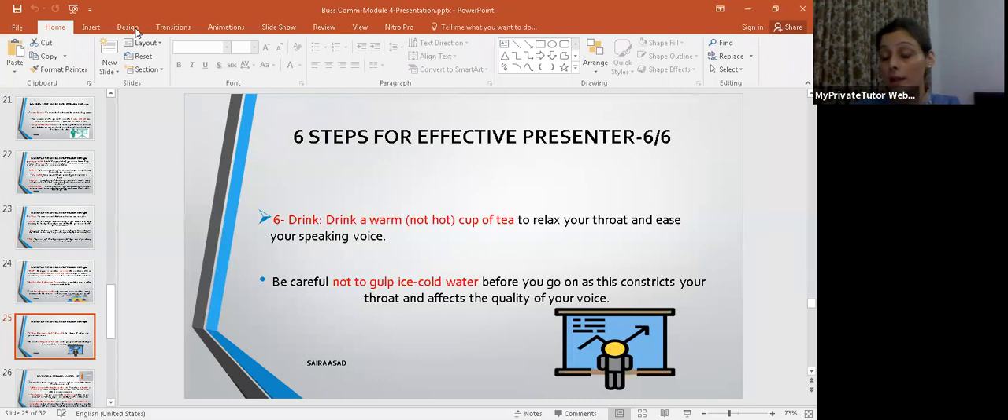Then drink. This is a very important point. If you're feeling thirsty, or want to avoid any thirst during the meeting and keep your throat wet, always go for lukewarm water or room temperature water. Don't go for very hot tea or chilled water. That's going to affect your voice. Be careful not to gulp ice cold water before you go on. This constricts your throat and affects the quality of your voice.